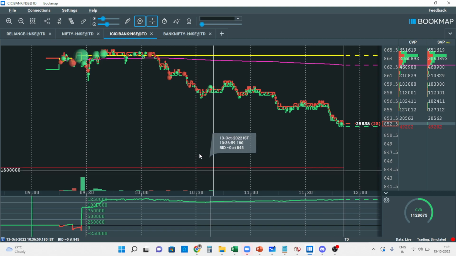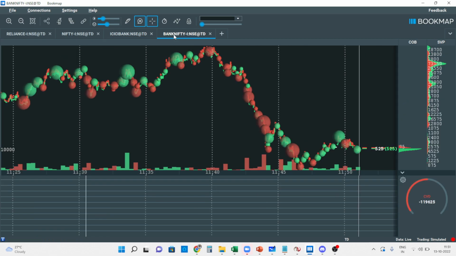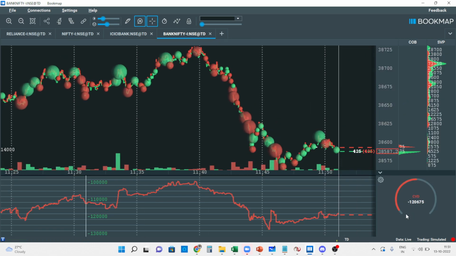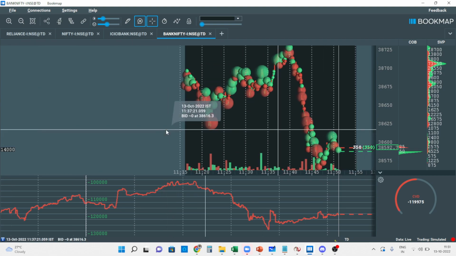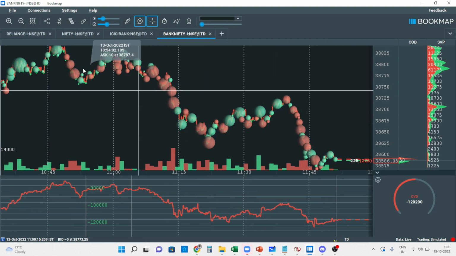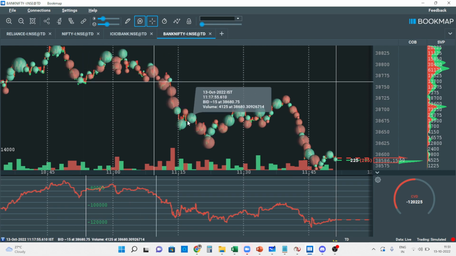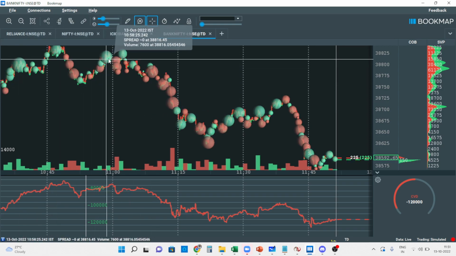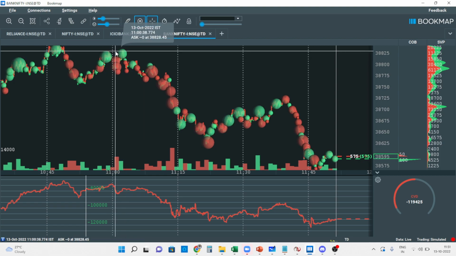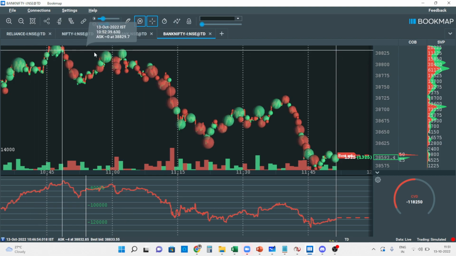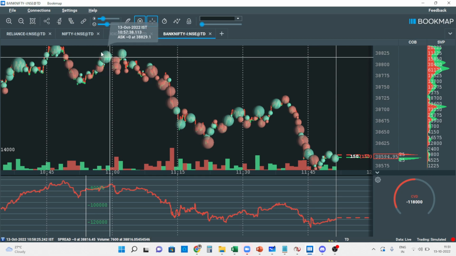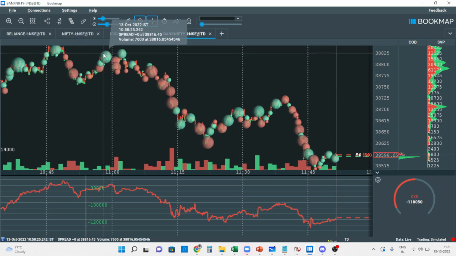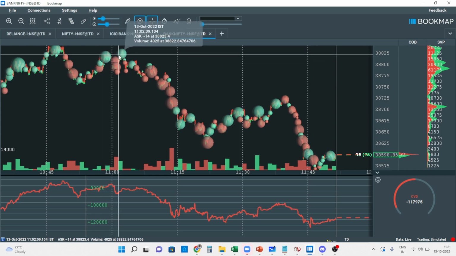If I look at Bank Nifty also, this is the Bank Nifty chart. You can see the cumulative volume delta for the day. You can see a lot of big selling pressures, and in many places the buyers are getting trapped. The buyers got trapped over here, and here. So these are some of the absorption points where big blocks of volume activity happened, followed by that level.